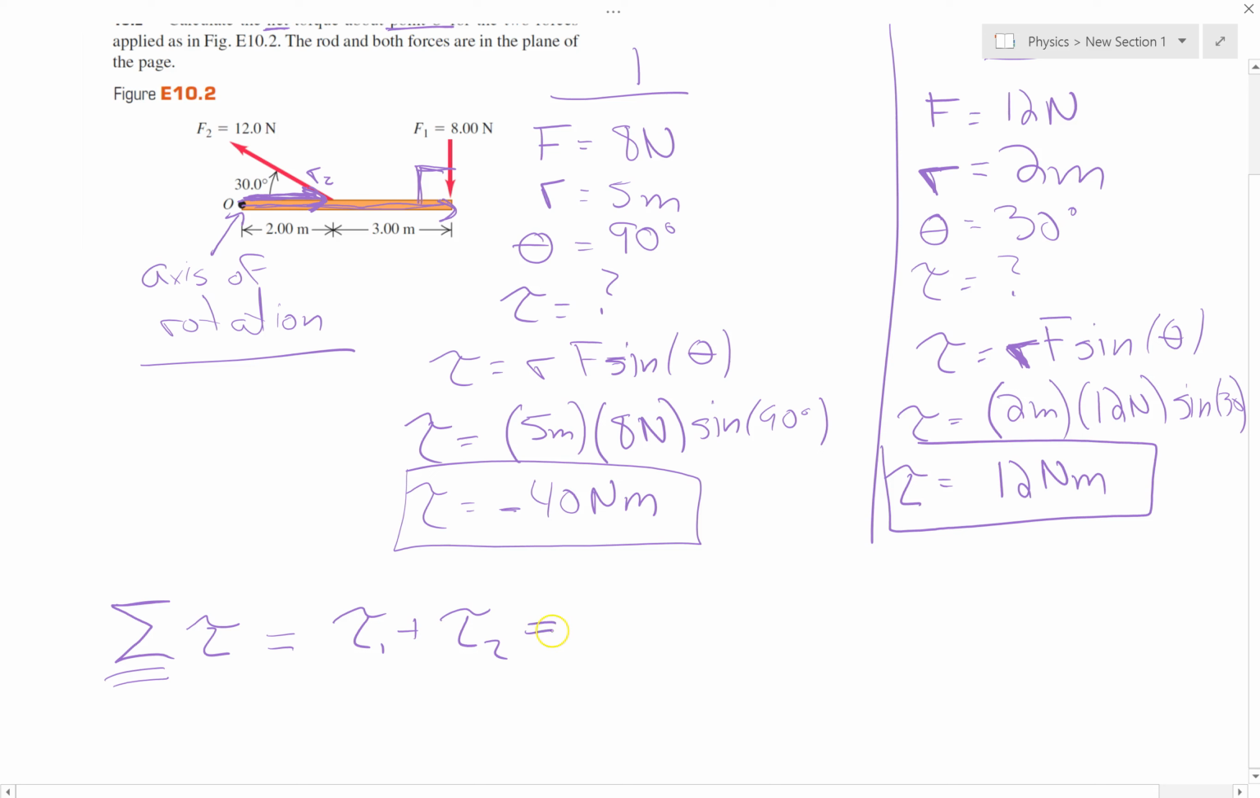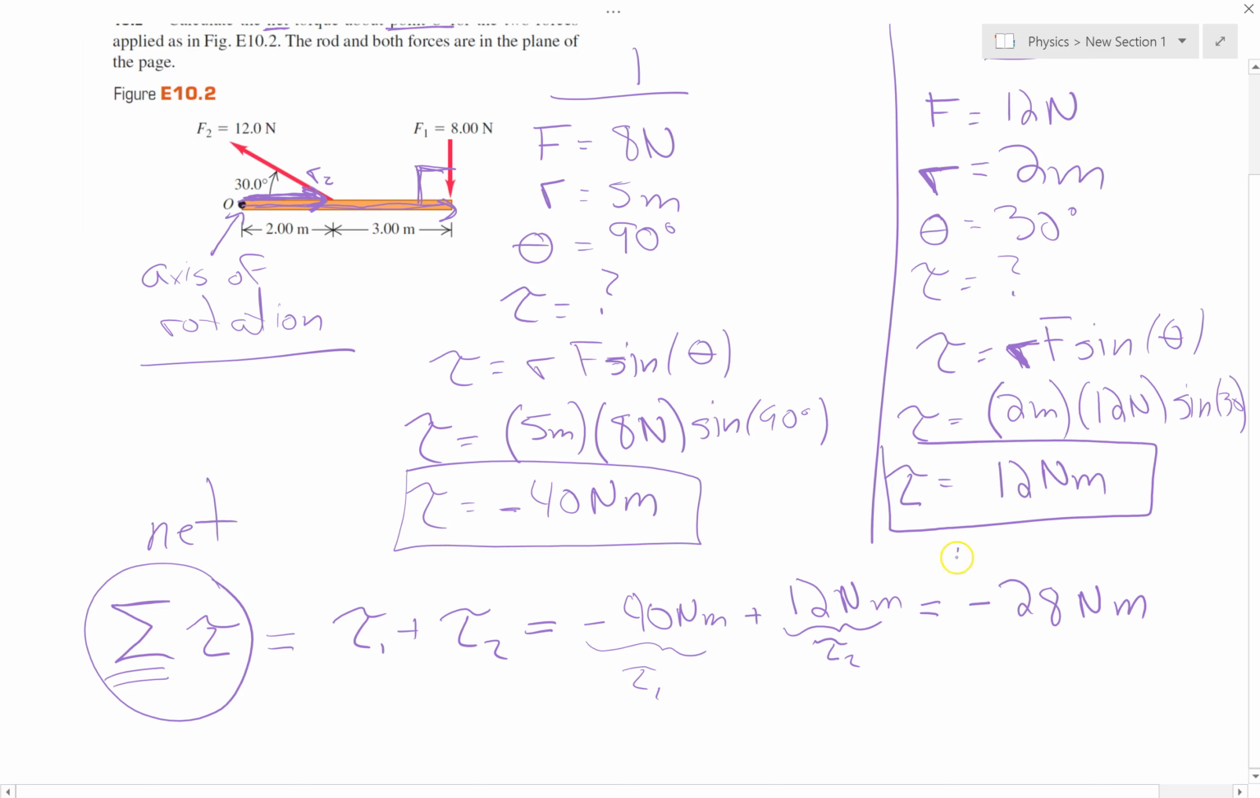Now torque 1 is negative 40 newton meters. This thing right here, that's torque 1. And torque 2 is 12 newton meters. So this whole thing right here is torque 2. And when I take negative 40 plus 12, I'm going to end up getting negative 28 newton meters as my net torque. There's my answer for my net torque.